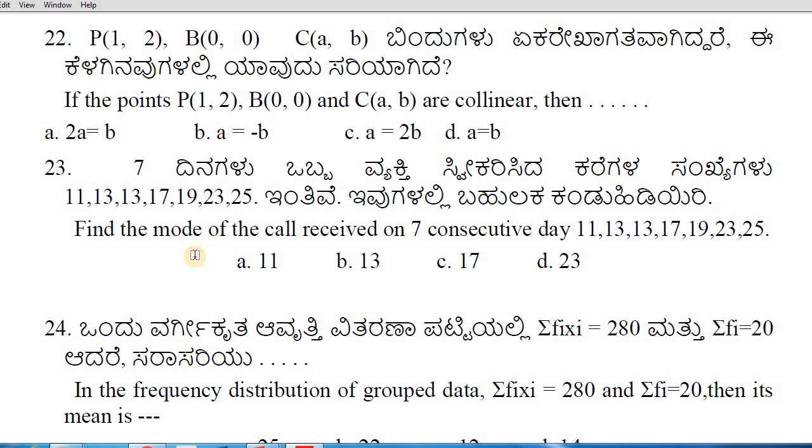Move on to the next question, children. So many questions I have explained in my videos. The same kind of questions have been repeated except 1 or 2 questions. 22nd question: if the points P(1, 2), D(0, 0) and C(a, b) are collinear, then... The same question I explained in coordinate geometry videos. Given options are 2a equals b, a equals minus b, a equals 2b, a equals b. Here the correct option is A, 2a equals b.